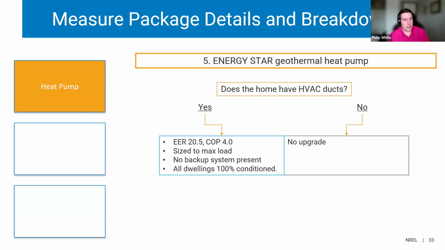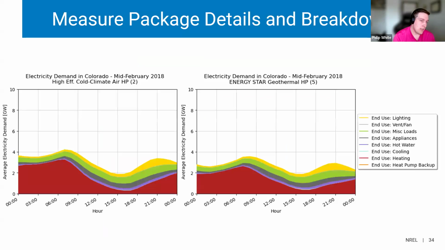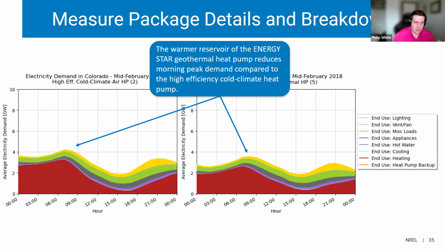So let's see how that looks in some example results. These figures are for that same mid-February day in Colorado. On the left is the cold climate air source heat pump, and on the right is the geothermal heat pump. Note that these figures show only demand from homes with ducts, since the geothermal heat pump only applies to homes with ducts. The advantage of that constant temperature thermal reservoir can be seen when comparing the morning peaks. The morning peak for the geothermal heat pump is about half a gigawatt less compared to the high efficiency cold climate heat pump.